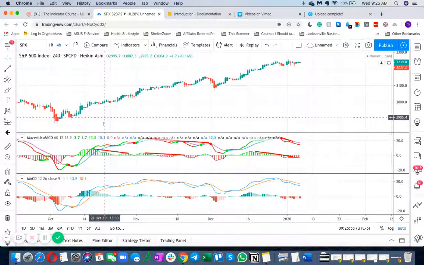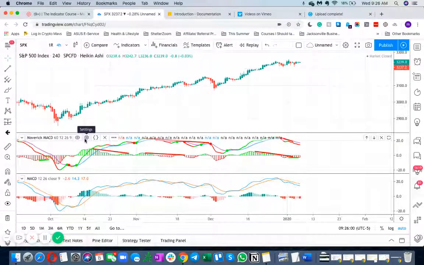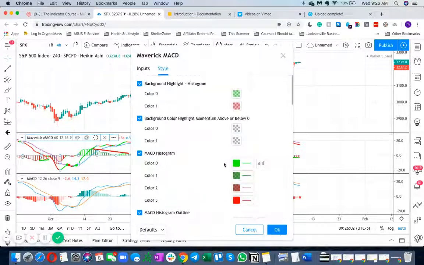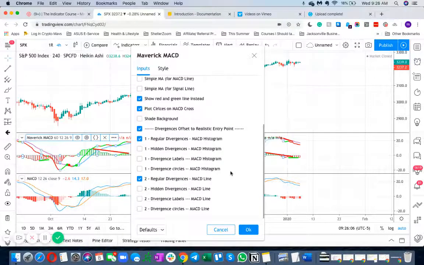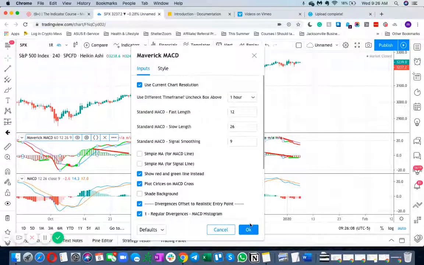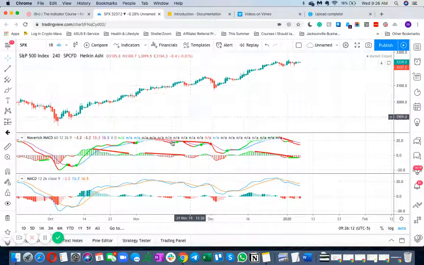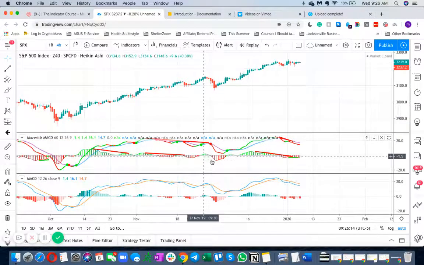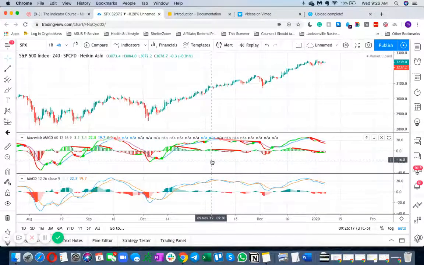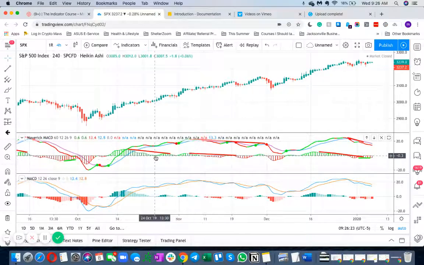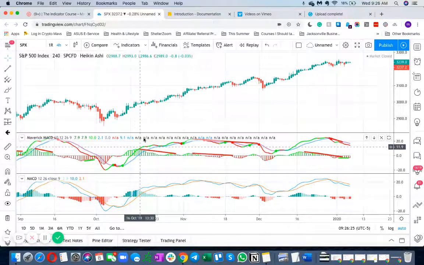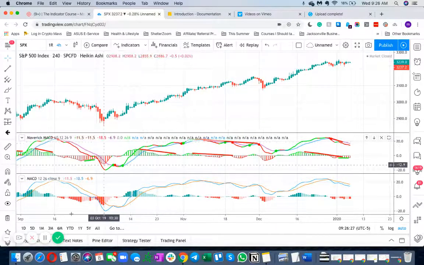So that's the first main thing of this indicator. Another main feature that I think a lot of you will really like is divergence. What is divergence? I'm not going to cover it in depth in this video, maybe I'll make a later video, and there are lots of good videos on YouTube about it. But basically it's when price is going one way and the indicator is going another way.